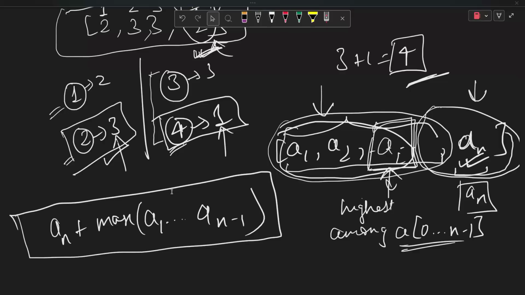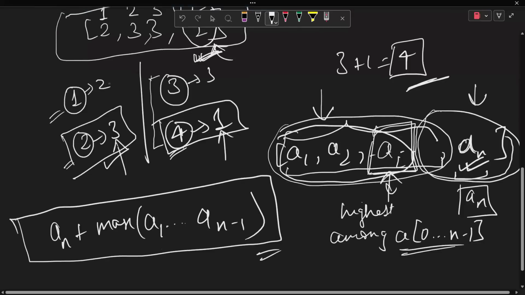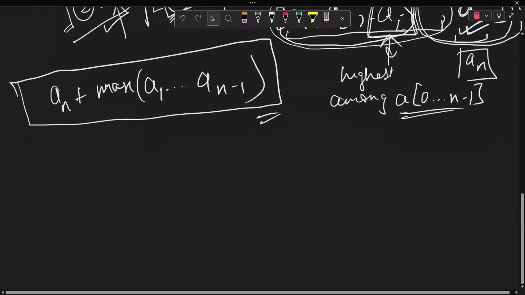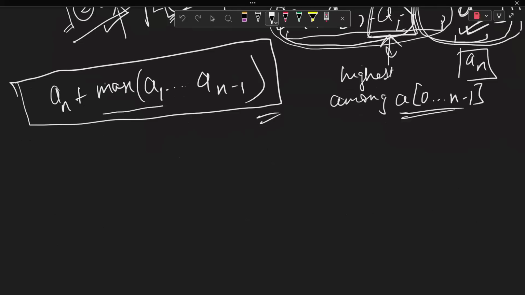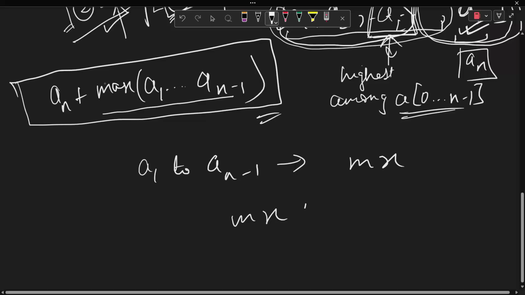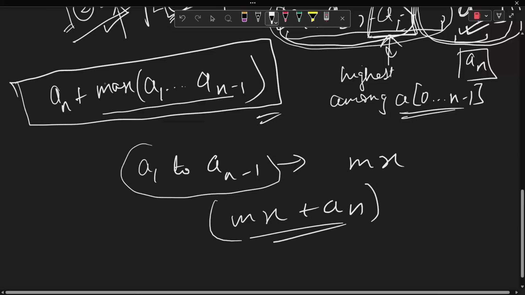Okay, so I think if this is clear, in code we have to do just nothing. We would just take the maximum element. We can just iterate through A1 to AN minus 1 and get the maximum element. We would name it MX, and then we would just print MX plus AN. This would be our answer. Or we can just use the max element function to get this maximum if we don't want to iterate.